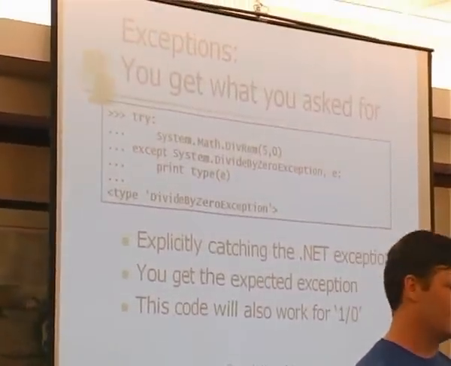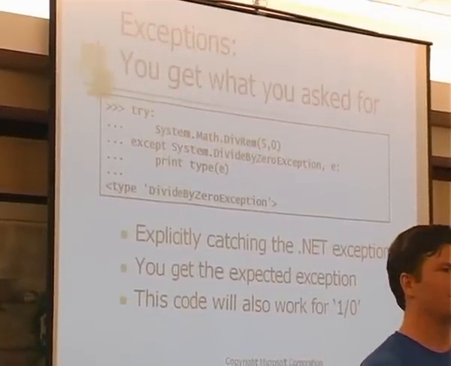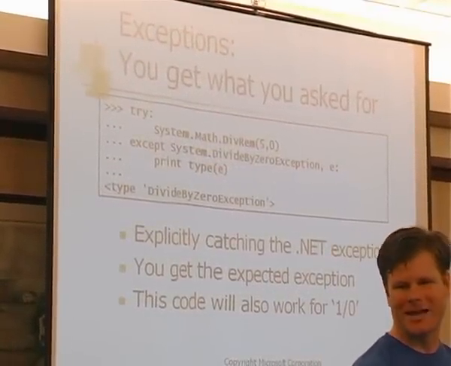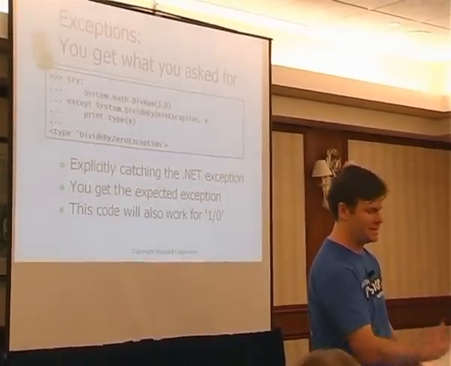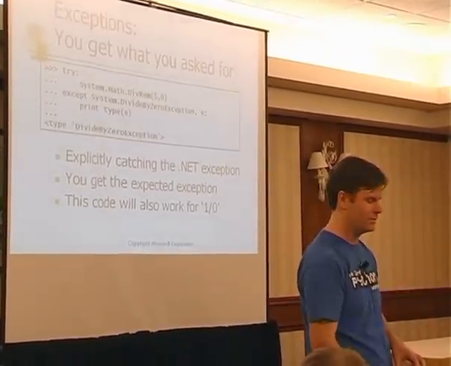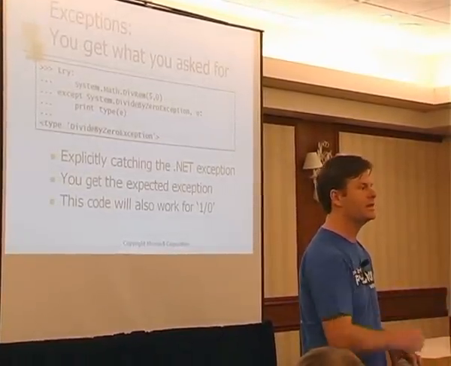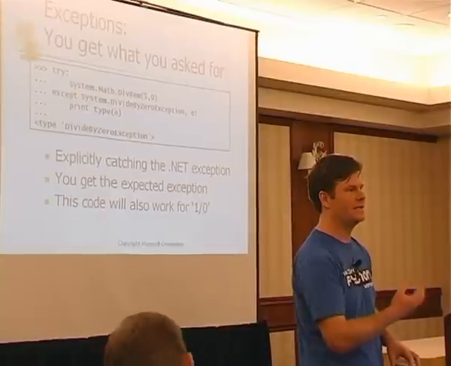The way that we make that work is you get what you ask for when you catch an exception. And if you don't catch it, you get the default Python interpretation of it. So here, if you write try, except System.DivideByZeroException, which is the .NET version, you'll catch that exception. The object that you catch will be a new style instance of this CLR built-in type of DivideByZeroException, because that's what was really thrown. You can also write 1 divided by 0 in here, and it does the same thing.